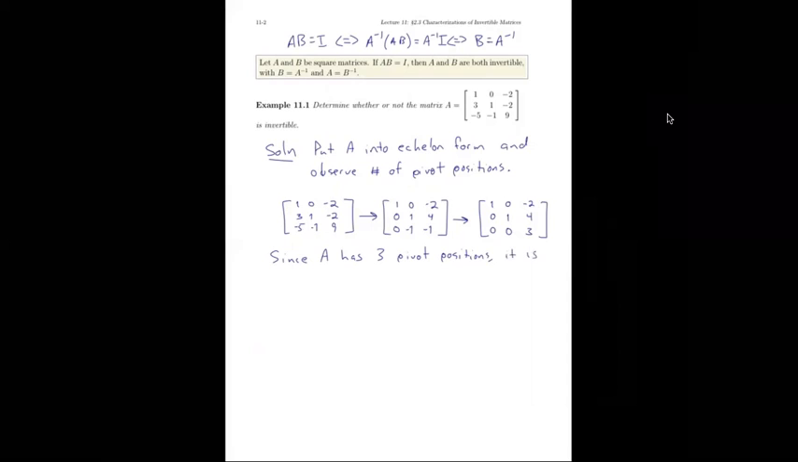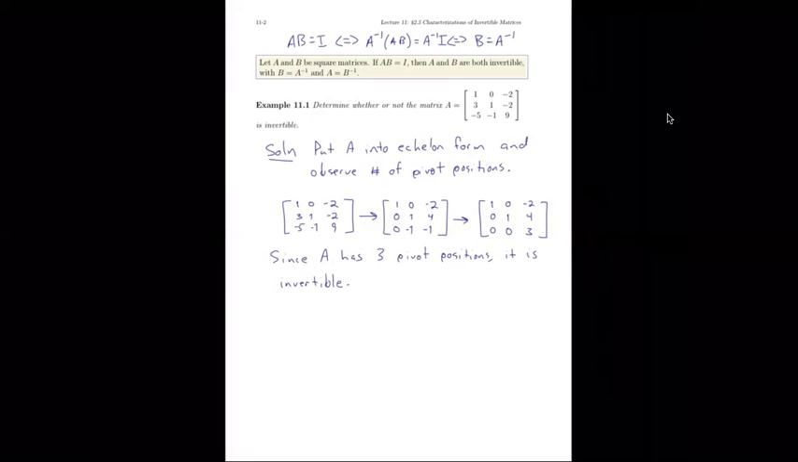It is invertible. Remember, A was a 3 by 3. If it has 3 pivot positions, it's invertible. If it's a 4 by 4 with 4 pivot positions, it's also invertible, and so on. So why is that the case?